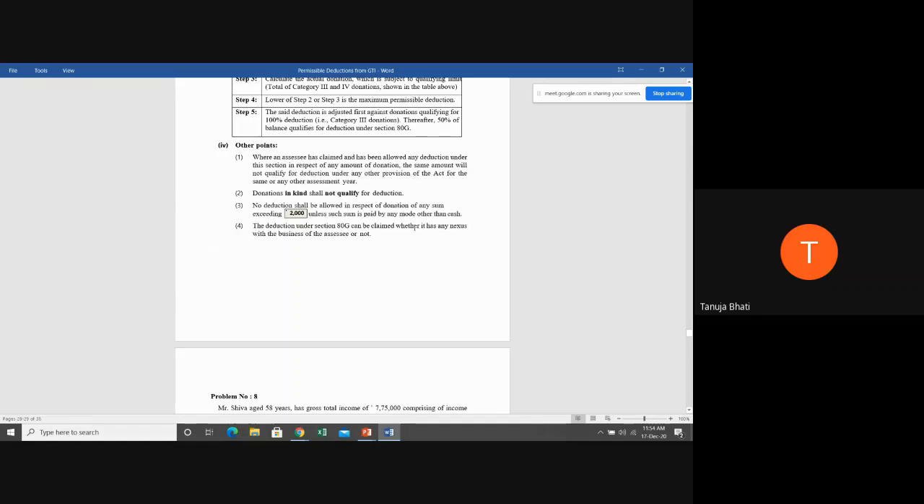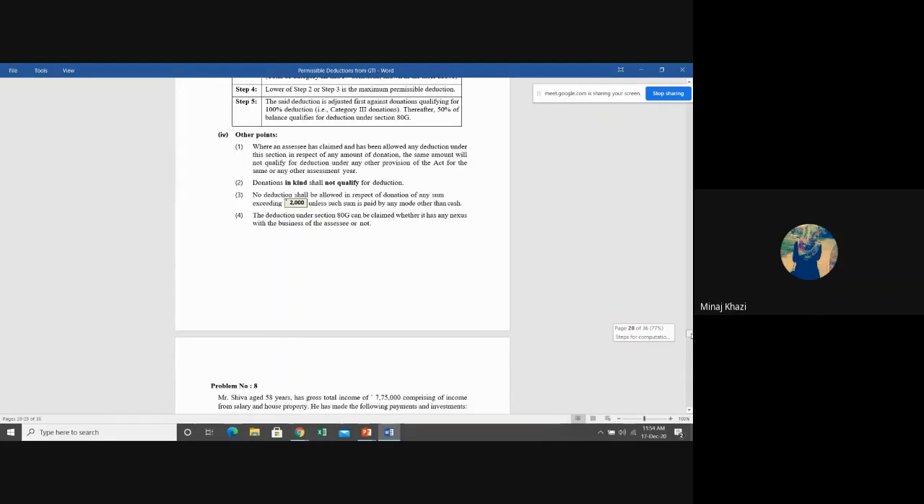So students, have you all understood section 80G? If yes, we will see a problem on this section. Students, have you all understood section 80G? Yes, ma'am. Students, are you all there? Yes, ma'am.